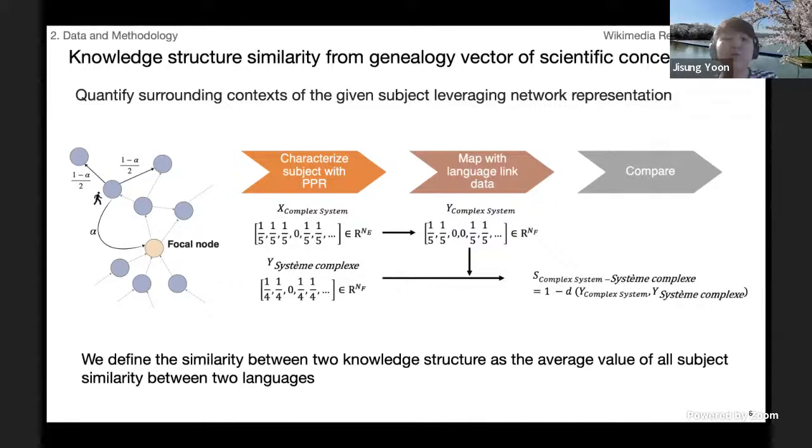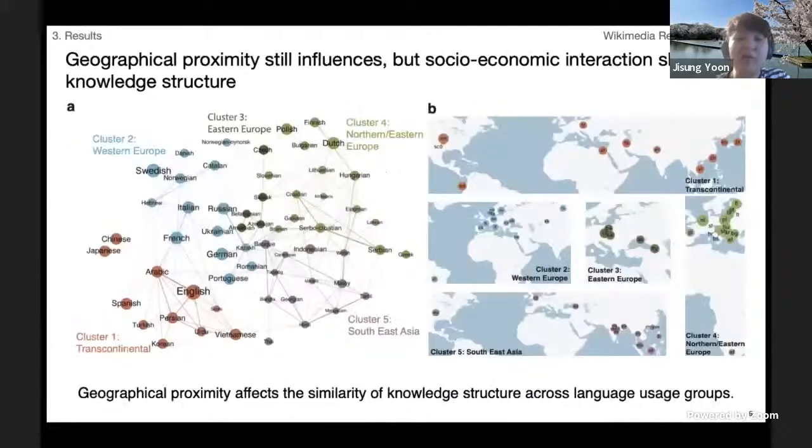And in this research, we use 59 language editions from the Wikipedia dataset. We collect all the knowledge structures for each group, and we quantify similarity between the 50 among the 59 languages with each group. And this is our first finding. The first finding is that geographical proximity is still better, but socio-economic interaction shapes the knowledge structure.